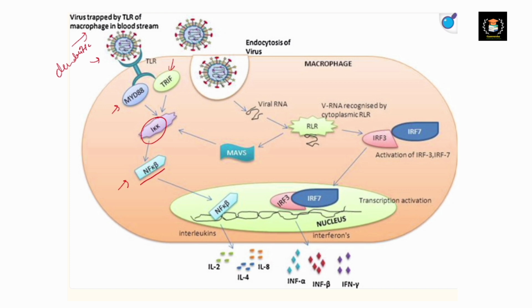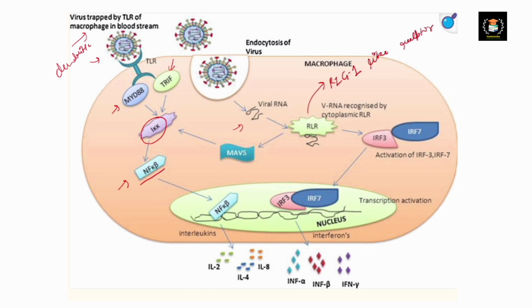On the other hand, with endocytosis of the virus, the viral RNA comes inside of the host cell. Then the cytoplasmic RLR, RIG1-like receptor, I am writing its full form, RIG1-like receptor.